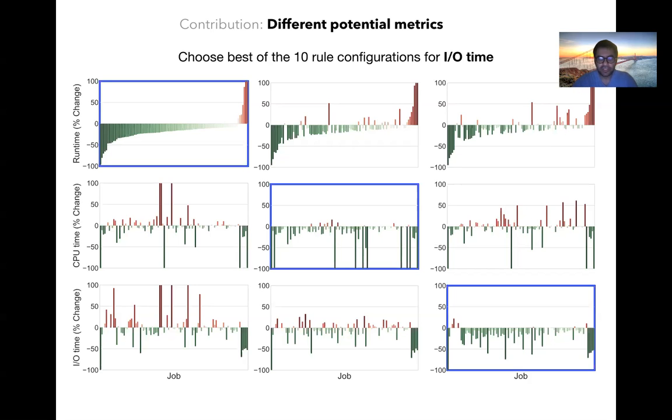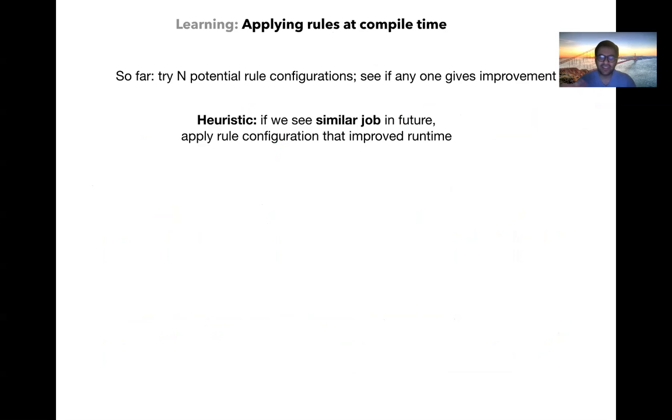So far we were all doing this scenario in which we try a whole bunch of potential configurations, execute a lot, and we see that sometimes we can see improvements. But now, can we make those decisions at compile time? The heuristic here is obvious: if you see a similar job in future, just apply the rule configuration that improved runtimes that we saw before.